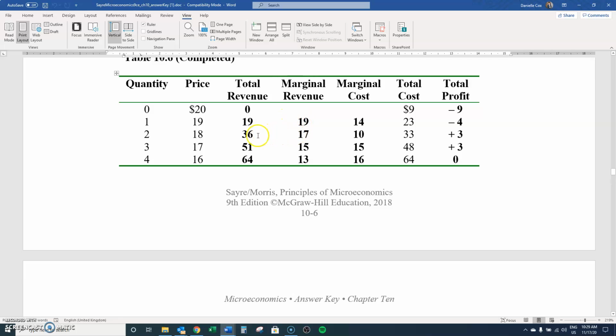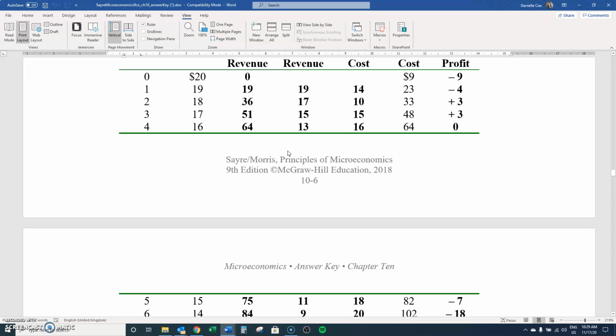Marginal revenue here is 36 minus 19, which is 17. 51 minus 36, which is 15. 64 minus 51, and so on.